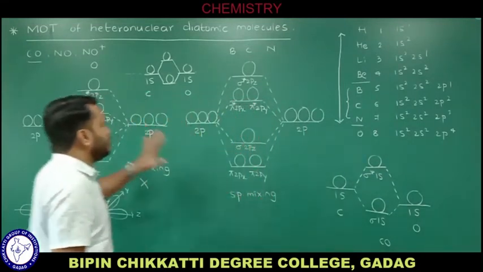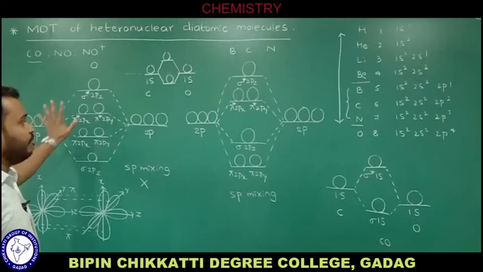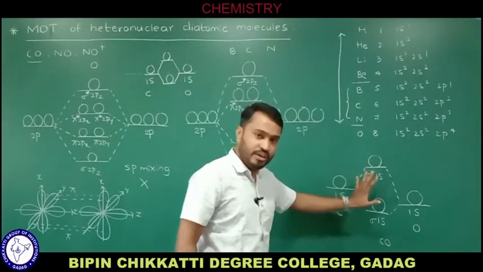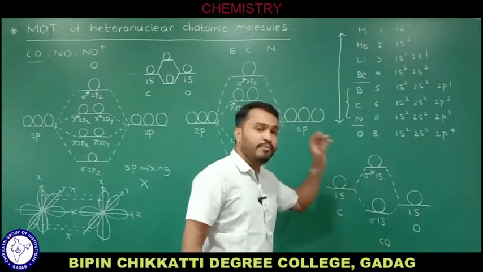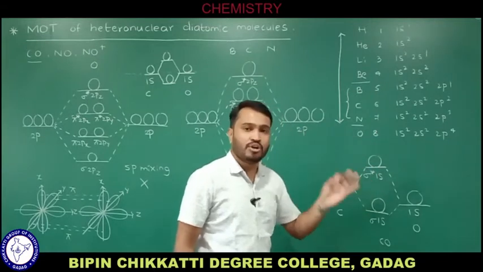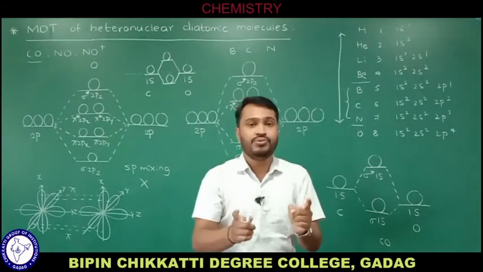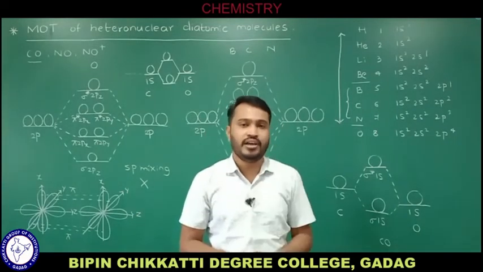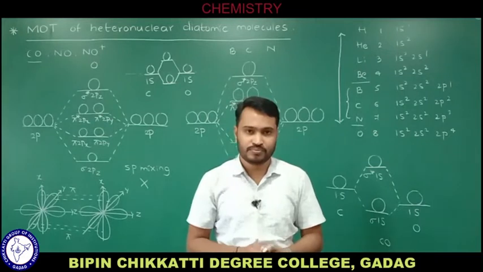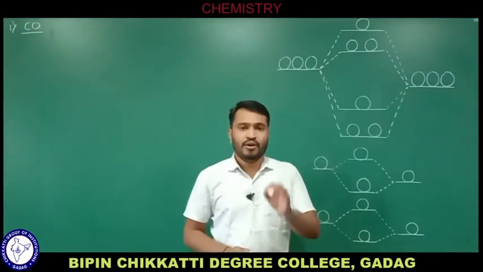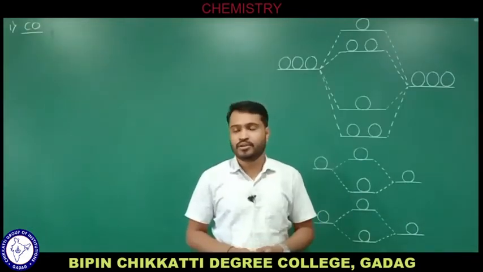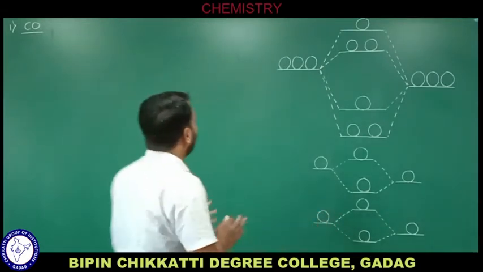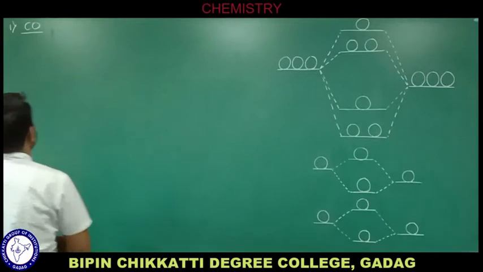So try to know, this is for the heavier elements, this is for the lighter elements, and of course you are supposed to consider heavier and lighter, but this is in particular for heteronuclear diatomic molecules. This is the theory you need to remember before moving to the examples of heteronuclear diatomic molecules. As the first example of a heteronuclear diatomic molecule, I consider carbon monoxide. We'll see the molecular orbital treatment of carbon monoxide.